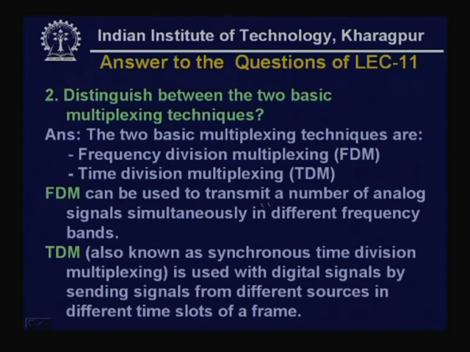FDM can be used to transmit a number of analog signals simultaneously in different frequency bands. TDM, also known as synchronous time division multiplexing, is used with digital signals by sending signals from different sources in different time slots of a frame, as I have explained in the last lecture in detail.